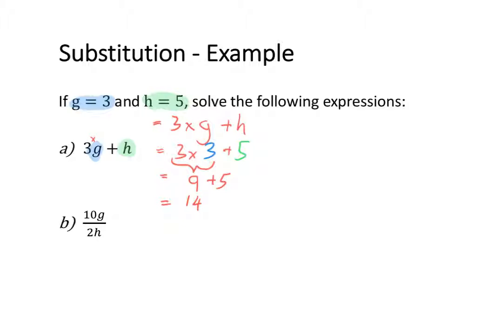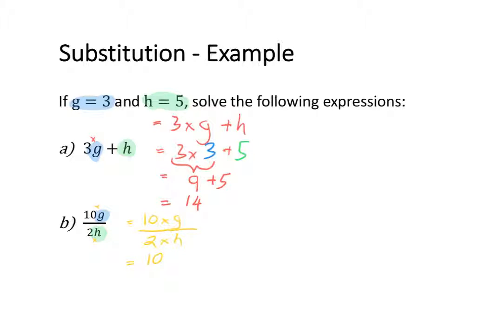This expression again contains both a g and an h that I need to substitute my values in for. My first step is to rewrite the expression, adding in any multiplication signs that have been left out in between the number and the variables. That's going to equal 10 times g divided by 2 times h. Now I can go ahead and substitute in my values for g and h.